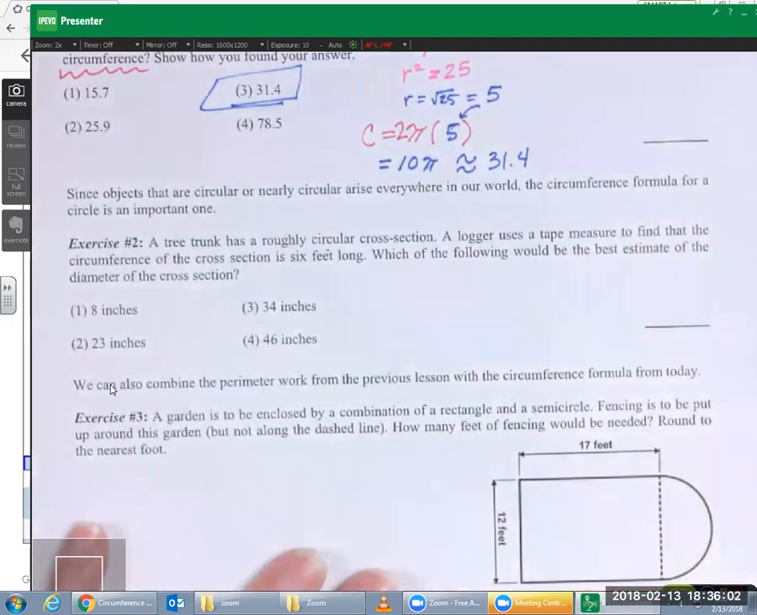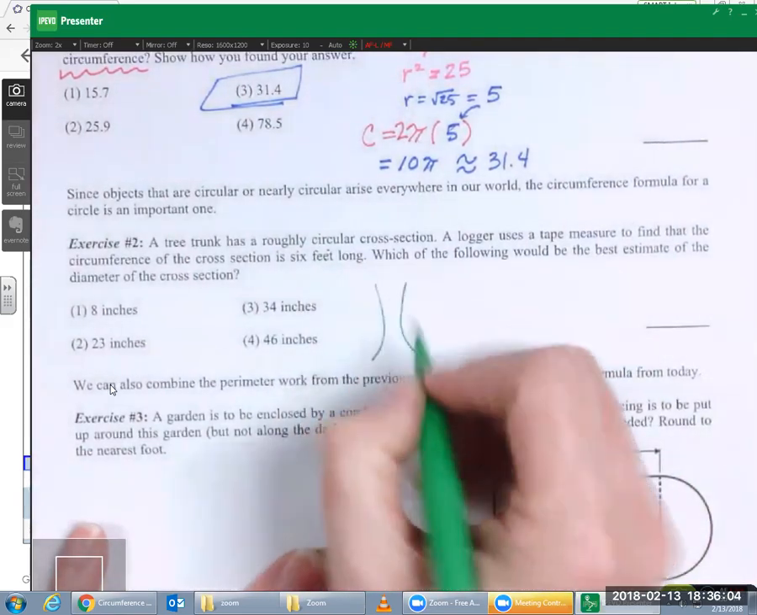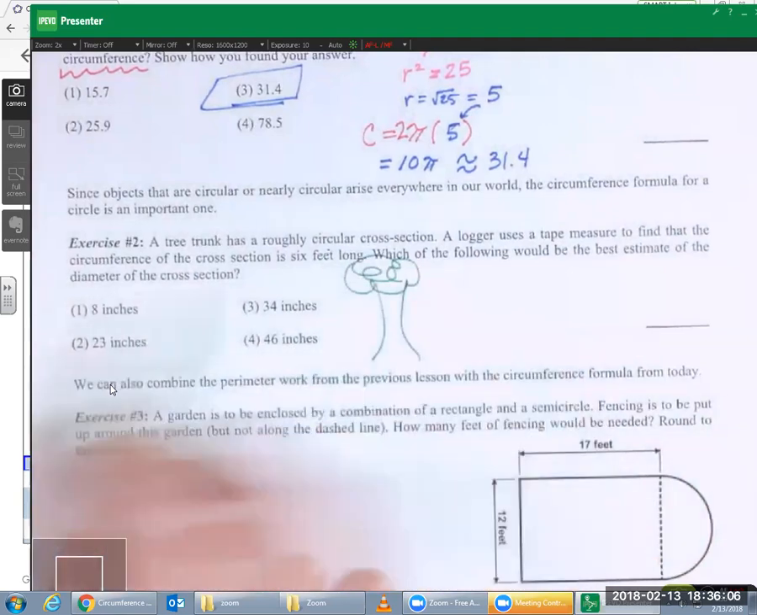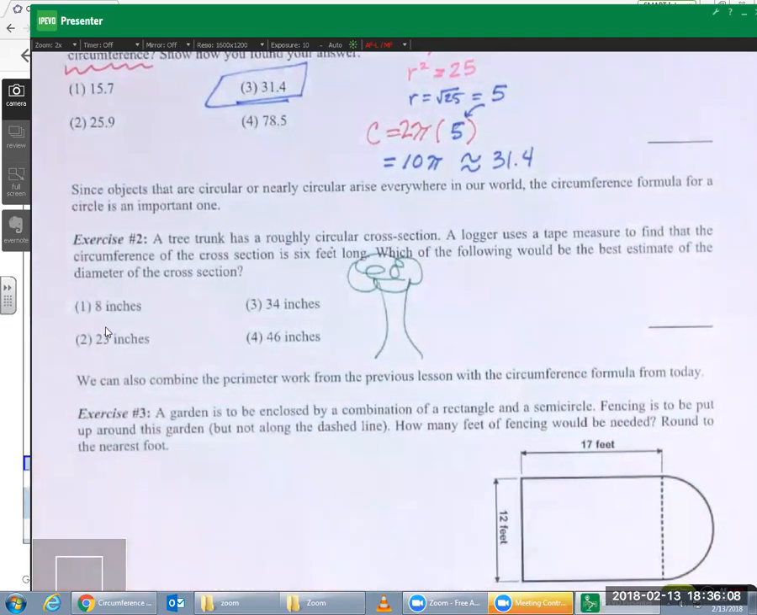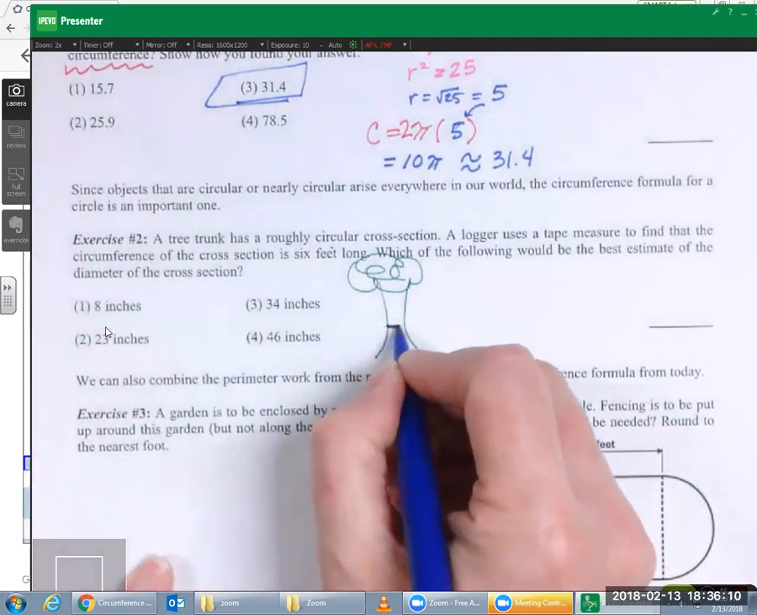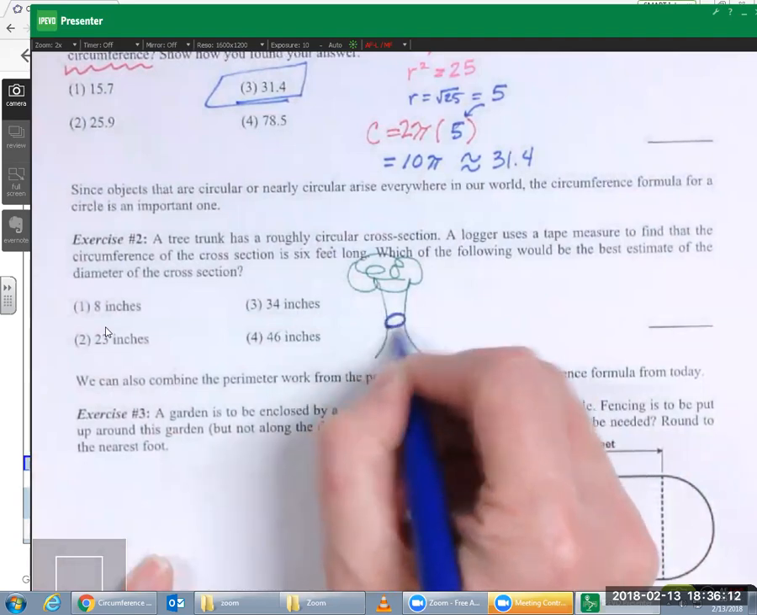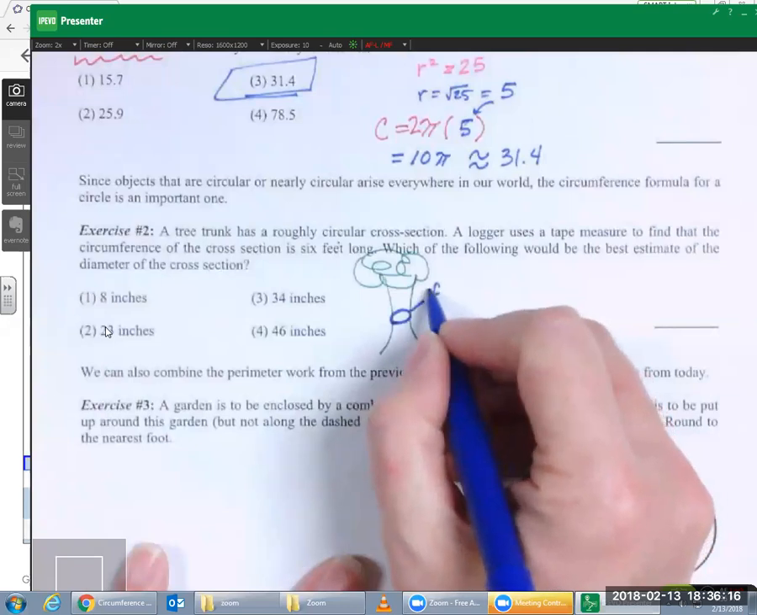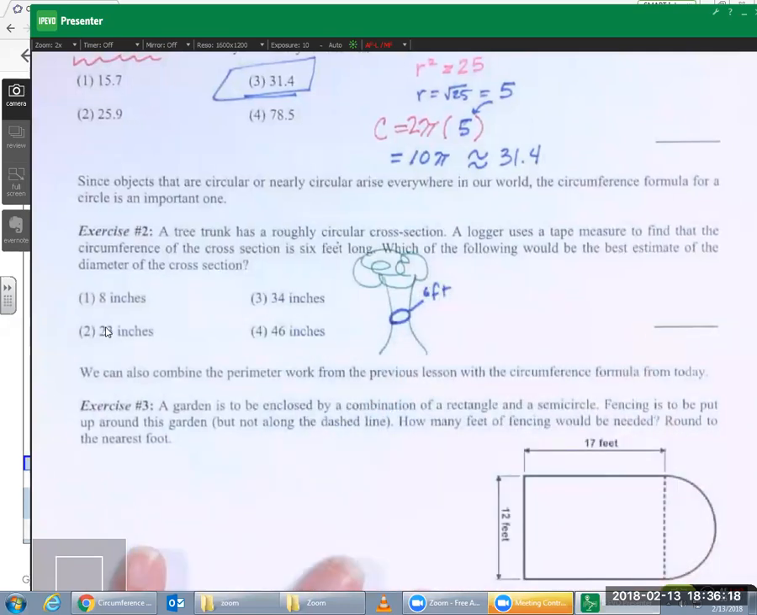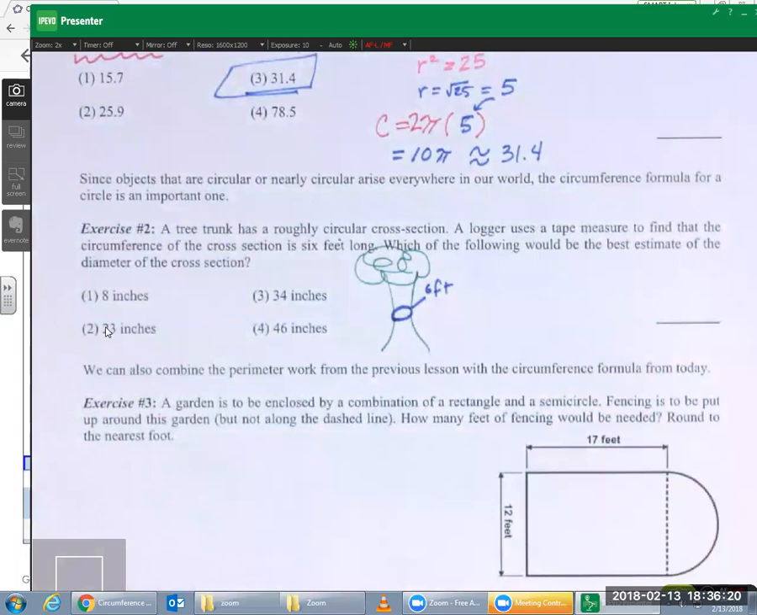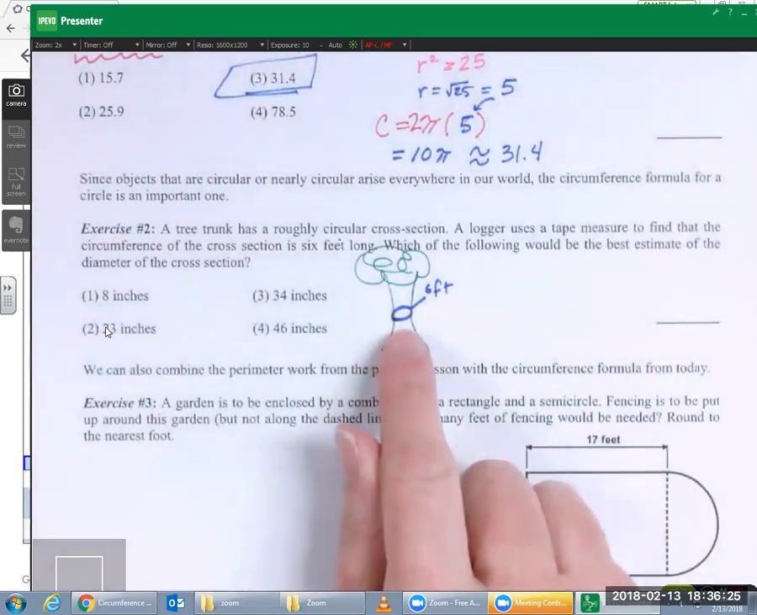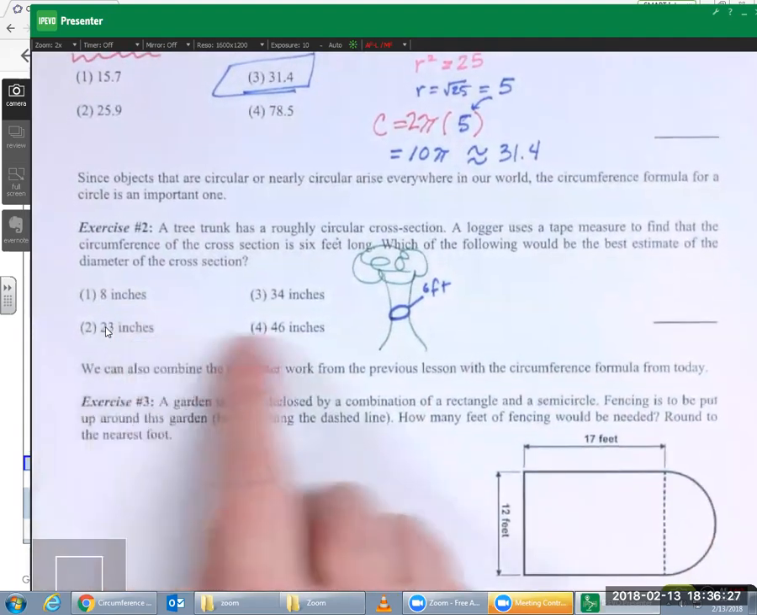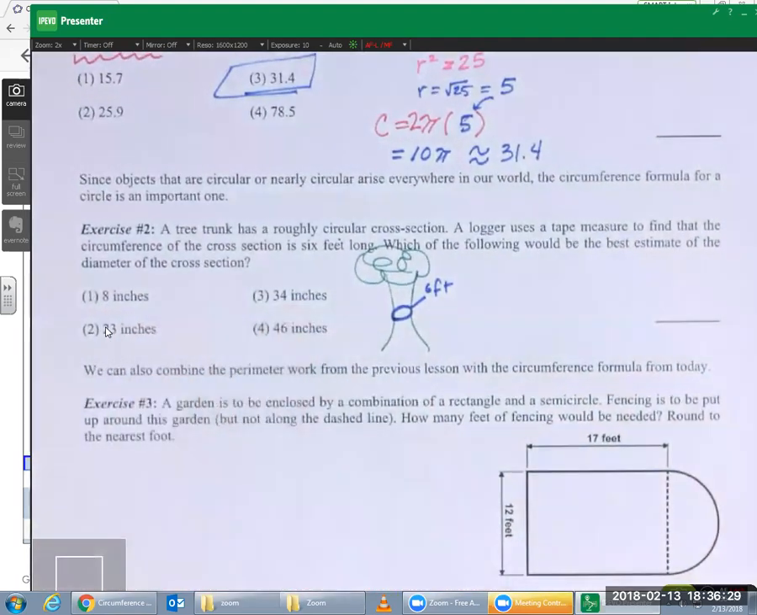Let me draw a picture of a tree, at least a little sketch of a tree. Here's my tree. The logger is taking a tape measure and wrapping it around the tree in a circular way. Can you imagine that going around the tree? And that's a 6-foot measurement, 6 feet there. Now we got to get the diameter of this circle, essentially. And I want you to notice all of our answers are in inches, so we're going to have to be careful about that.